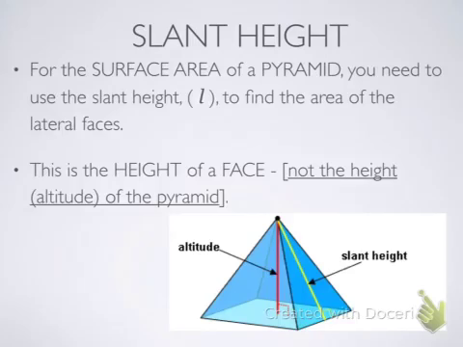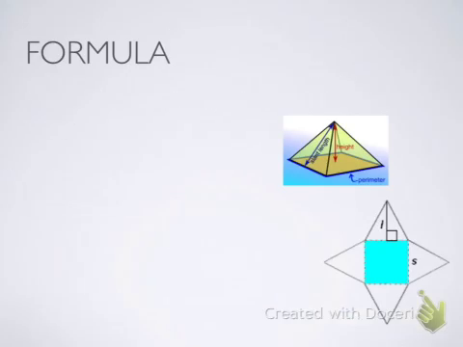So we're using slant height, super confusing, and I want to make sure that we don't just breeze through this because this really is important, but we're using this slant height just while we're doing surface area for pyramids.